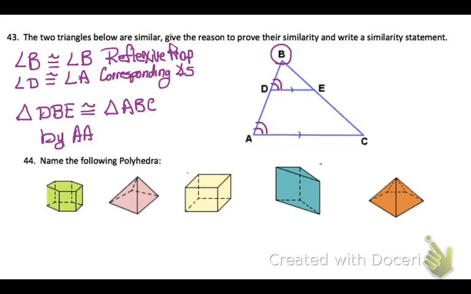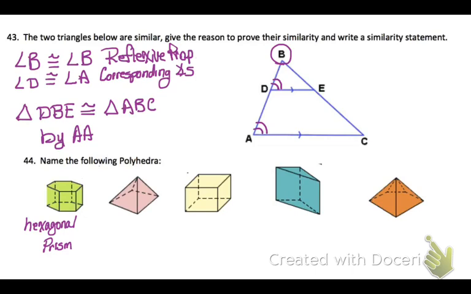Name the following polyhedra. Remember, a polyhedron is a three-dimensional solid whose faces are all polygons. Now, the first one is a prism, and we name all polyhedra by their base. Now, the base on this is a 6-sided figure, which is a hexagon. So this would be a hexagonal prism.